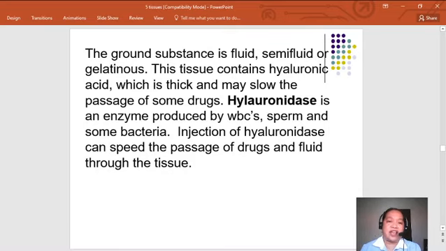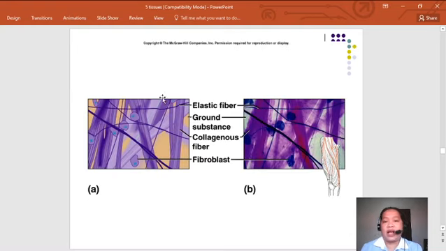Hyaluronidase is an enzyme produced by WBC, sperm, and some bacteria. So this is how an areolar tissue looks like.